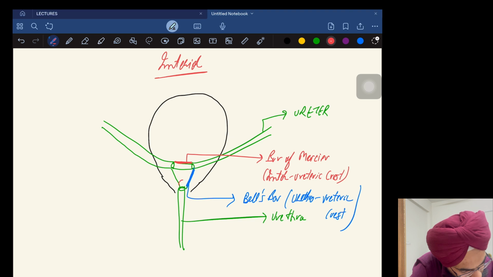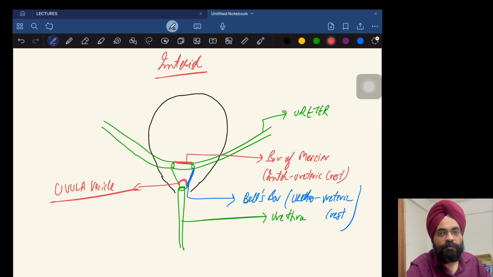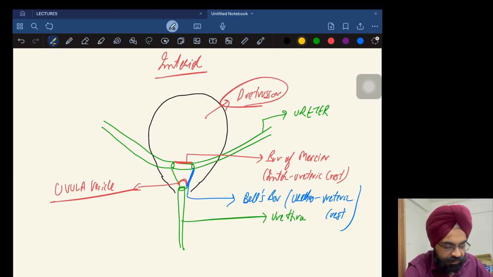And over here you have a bulging which is known as uvula vesicae, that is a bulge produced by the middle lobe of the prostate. So this is about the interior of the bladder, and the muscle of the bladder is the detrusor muscle that is having its own automatism. Over here you have a sphincter that is known as an internal urethral sphincter, and then over here on the terminal part of the urethra you have an external urethral sphincter.